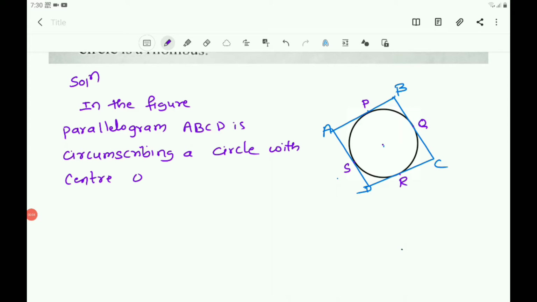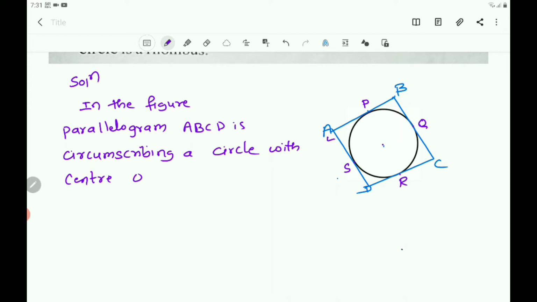In this figure, you can observe that the points A, B, C and D are the external points for the tangents, and P, Q, R, S are the points of contact. The sides AB, BC, CD and DA are the tangents to the circle, and each external point A, B, C, D is having two tangents to the circle.